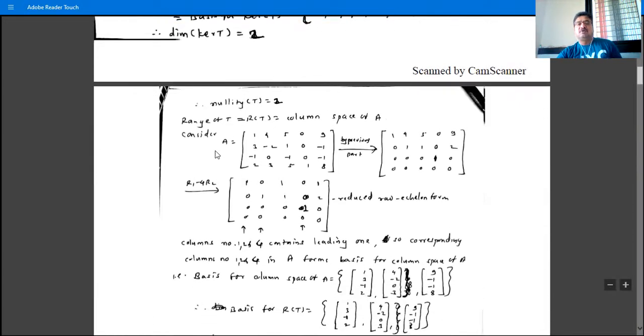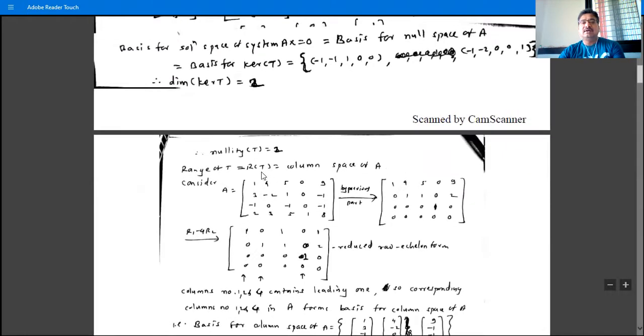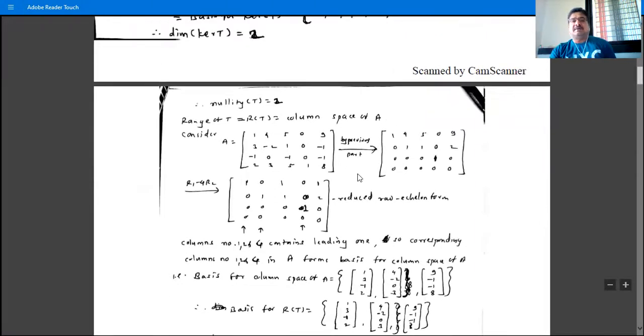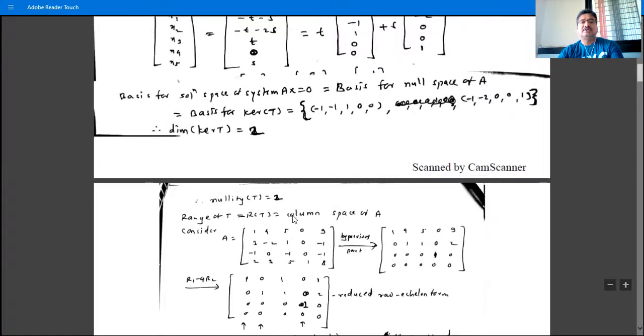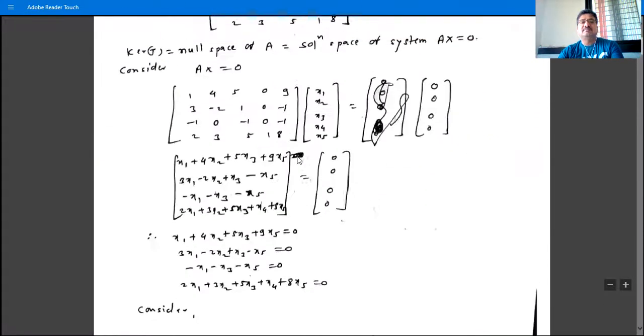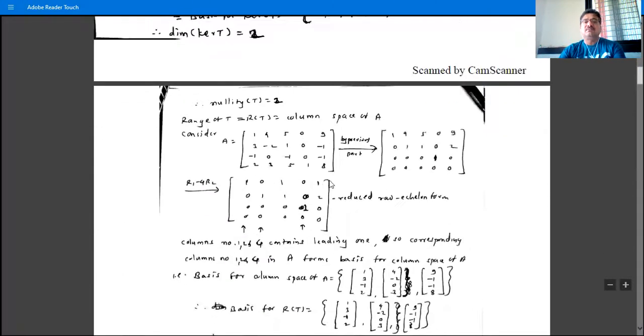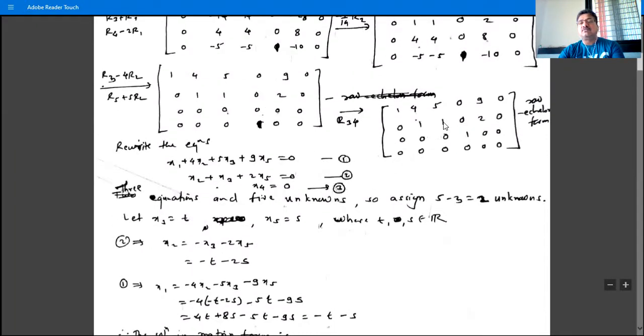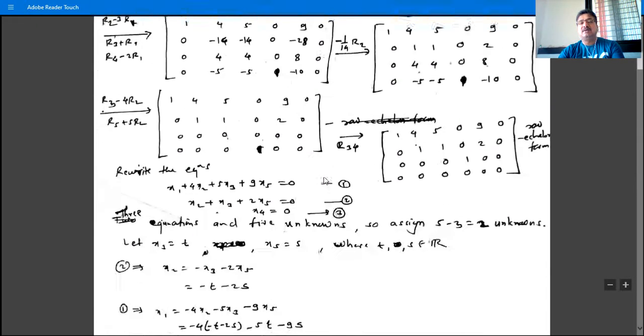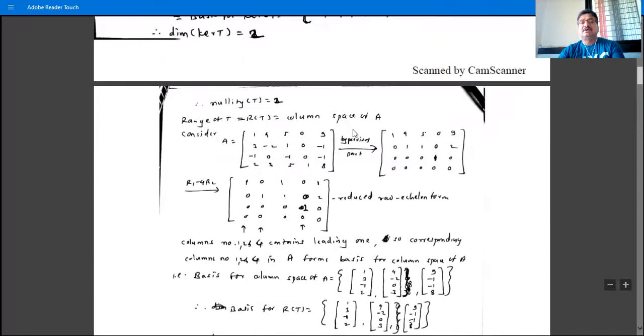Now we have to find the range of T. Range of T is denoted by R(T) and it is the column space of A. So how can we find the basis and dimension of the column space of A? We have to reduce the matrix A to reduced row echelon form. So consider the matrix A. First, we reduce the matrix to row echelon form by using the previous part. We have directly here, from the previous part, the echelon form of this matrix as this matrix. This is the row echelon form.